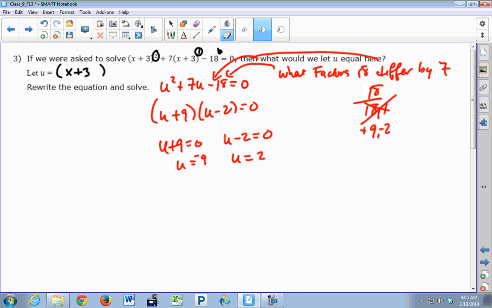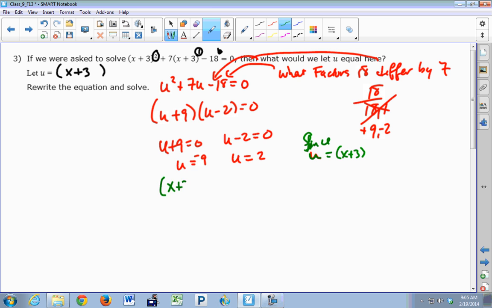But you're not done because we're not solving the original equation for u, we're solving it for x. This is where you go back and you substitute in, what does u equal? u equals x plus 3. Since u equals x plus 3, you come back here and you replace u with x plus 3. And now you solve the equation for x, which is just a linear equation. You subtract 3 from both sides, you get negative 12. And on this one, you get negative 1.